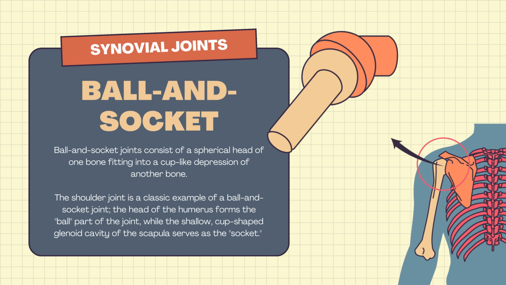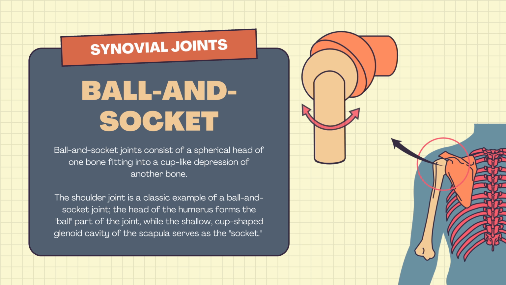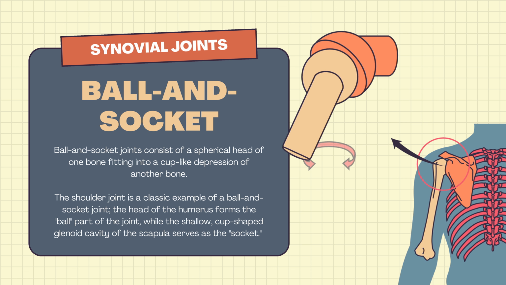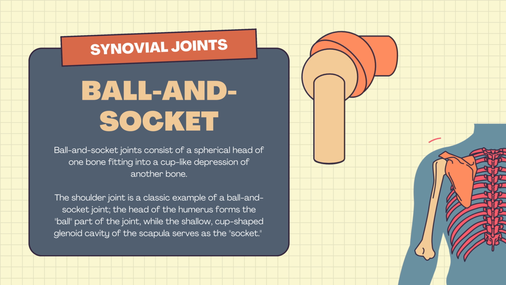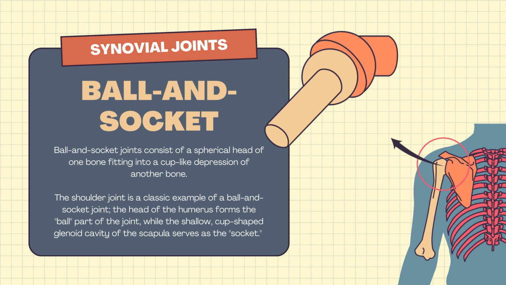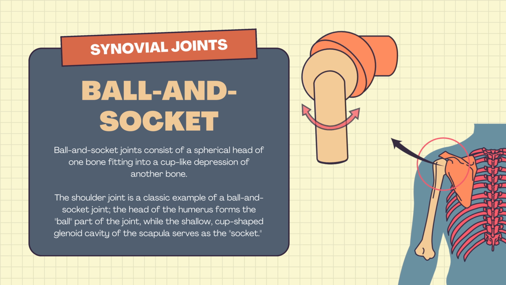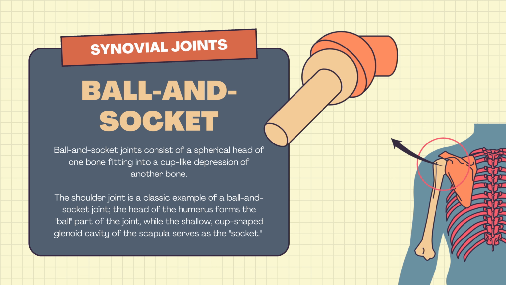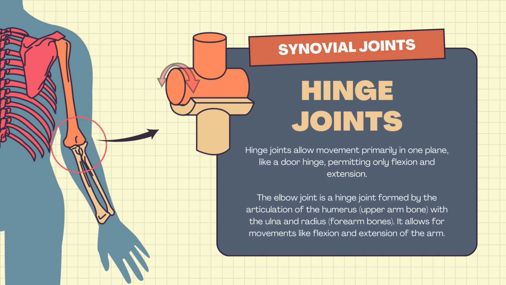Ball and socket joint. Ball and socket joints consist of a spherical head of one bone fitting into a cup-like depression of another bone. The shoulder joint is a classic example of a ball and socket joint. The head of the humerus forms the ball part of the joint, while the shallow, cup-shaped glenoid cavity of the scapula serves as the socket. Ball and socket.